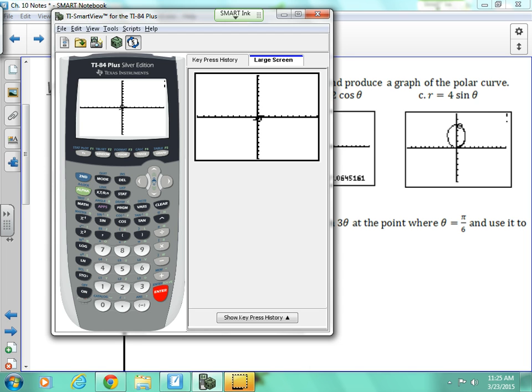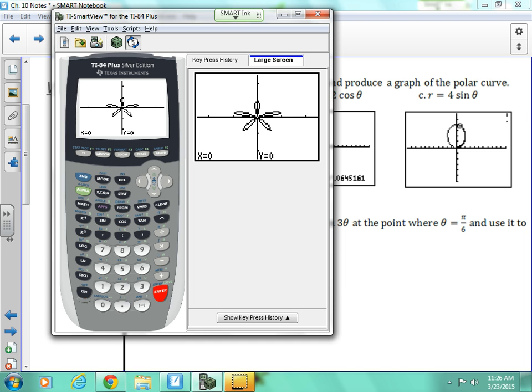Oh, it's going. It's thinking. Yeah, it's too small. There we go. 1, 2, 3, 4, 5.